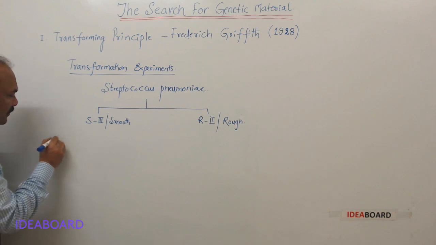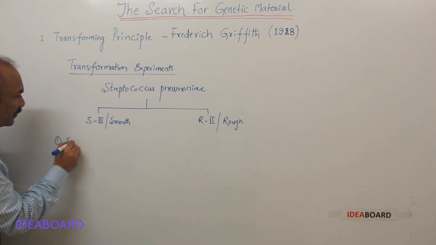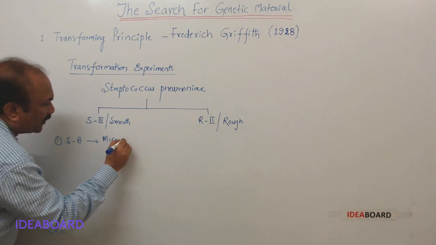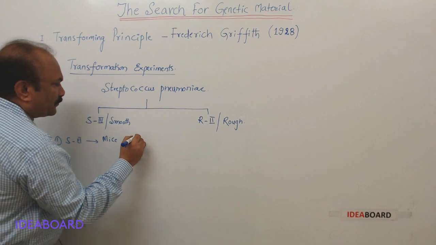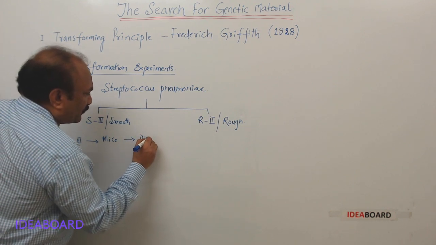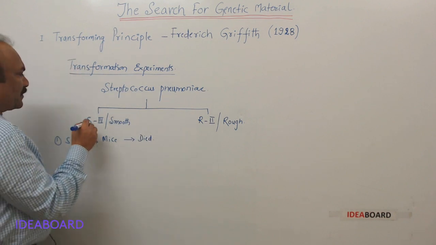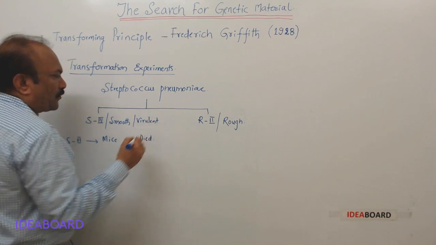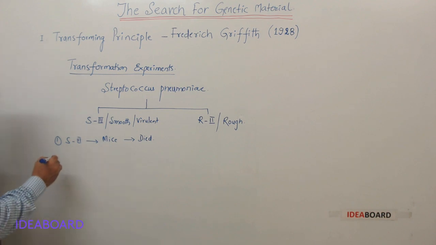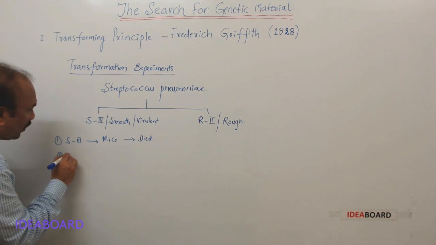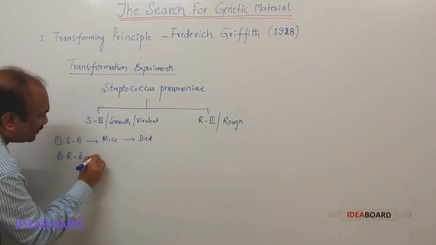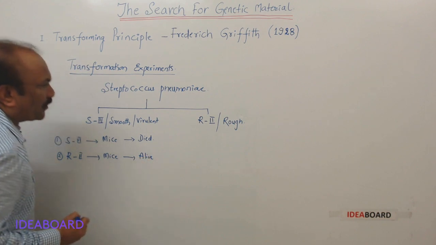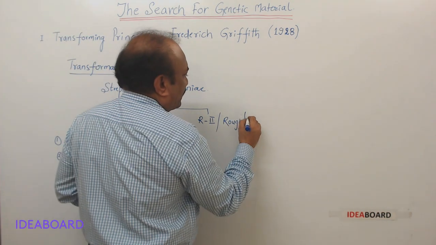When he injected S3 cells into mice, the mice got pneumonia and died. That indicates that these S3 cells are virulent, meaning they cause disease. Later, when he injected R2 cells into the mice, the mice were alive. So that indicates that the rough cells are avirulent.